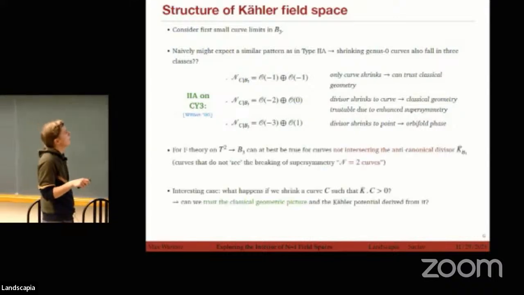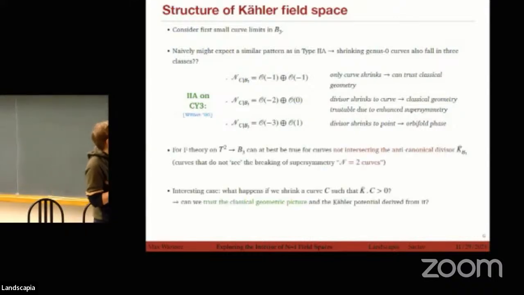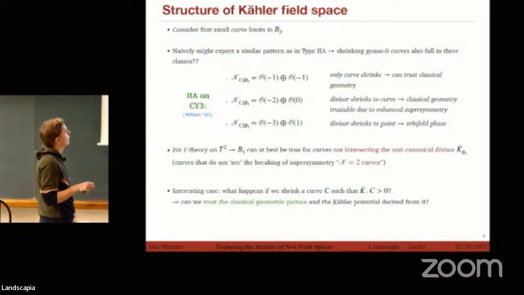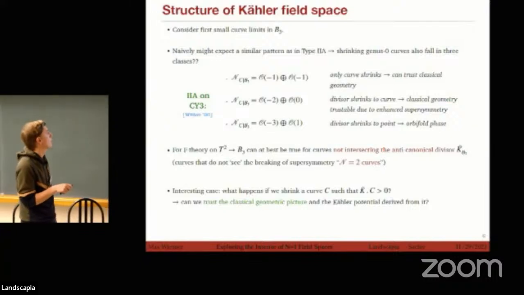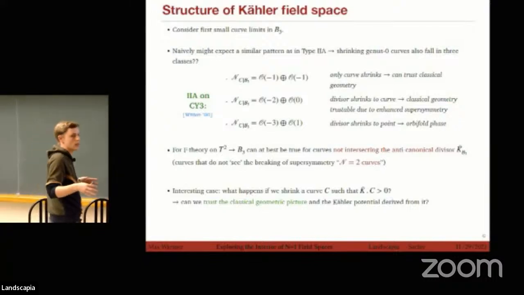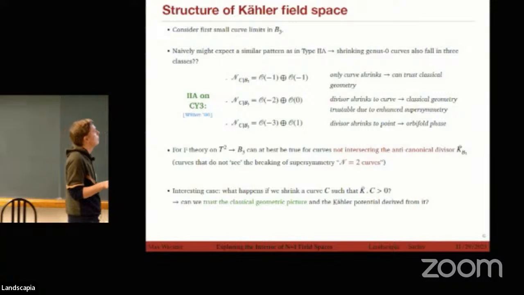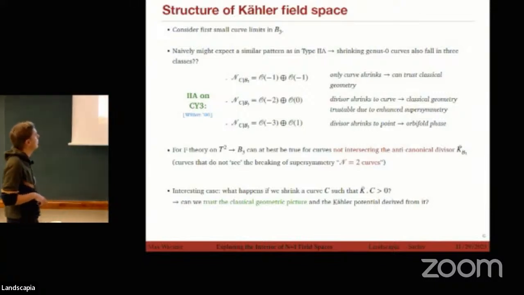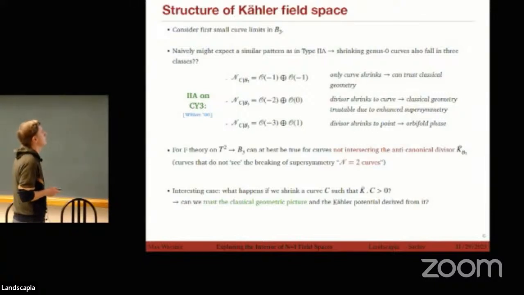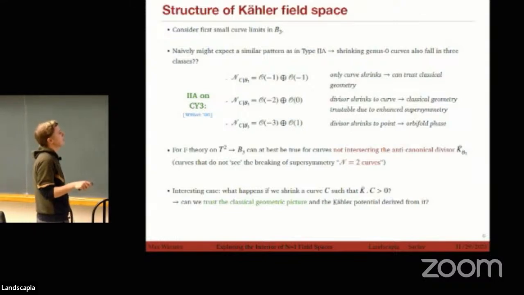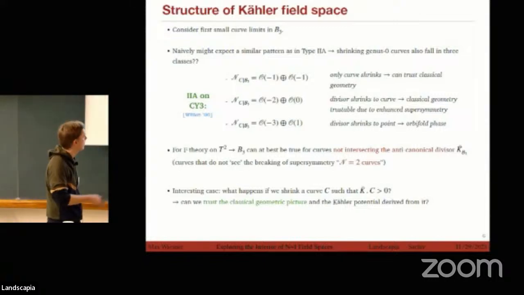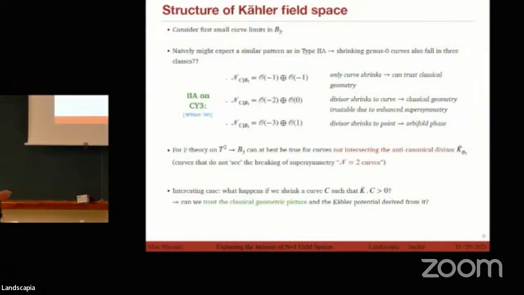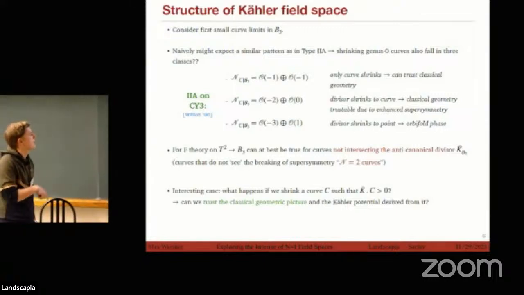So for F-theory on an elliptically fibered Calabi-Yau fourfold, this can at best be true for curves that do not intersect the anticanonical divisor K-bar. So curves that do not see the breaking of supersymmetry, or one might call them curves that are actually N=2. But of course, the interesting case is not this, because there it won't be sensitive to any genuine N=2 to N=1 breaking effects.